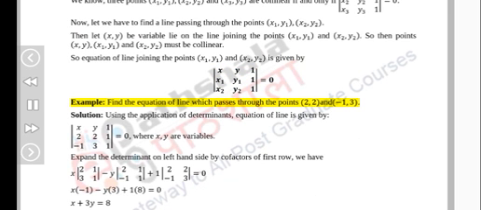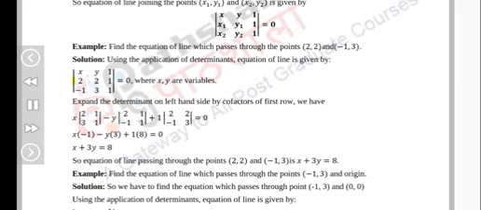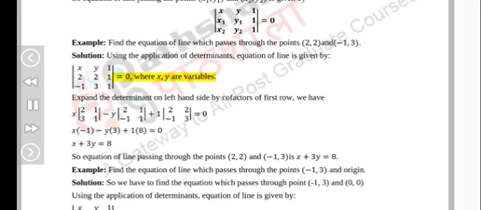Example: find the equation of the line which passes through the points (2, 2) and (-1, 3). Solution: using the application of determinants, the equation of the line is given by the determinant with rows x y 1, 2 2 1, -1 3 1 equals 0, where x, y are variables.